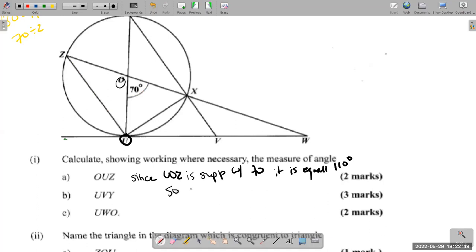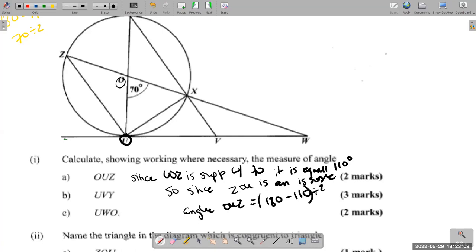So, since you call the entire triangle, what's the name of this triangle? ZOU is an isosceles triangle. OUZ is equal to 180 minus 110, divided by 2. Put your brackets. And that's how you show your answer. 70 divided by 2 is 35. We're not leaving any crumbs. Write everything. Everybody with me? So we're good to go.